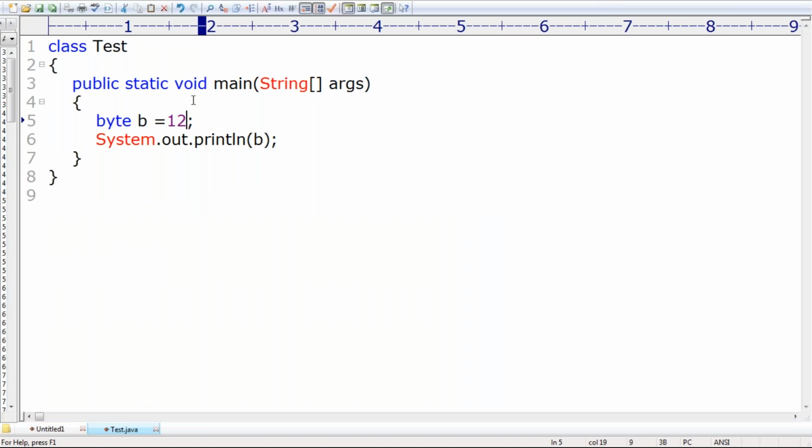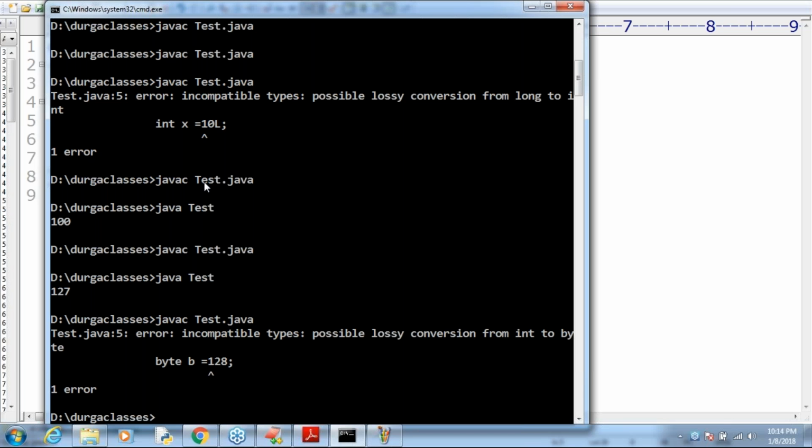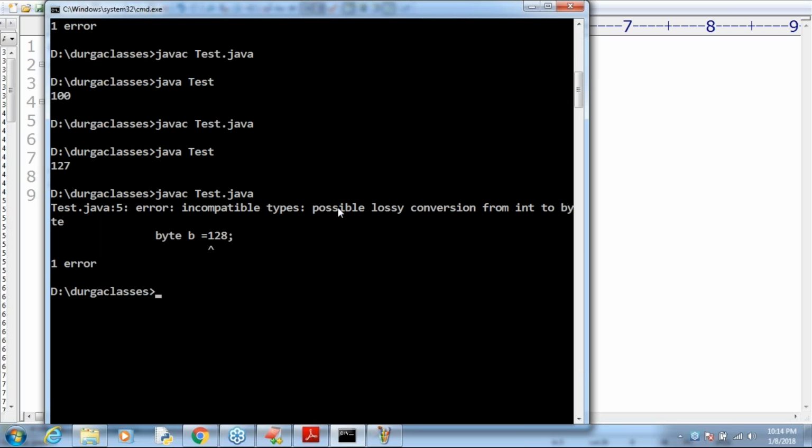Sir, I want to take 128. Is it valid or invalid? The compiler will give an error. It is int type by default, not a byte value. It is not in the range of byte, so how can you assign it? We will get a compile error: incompatible types, possible lossy conversion from int to byte.